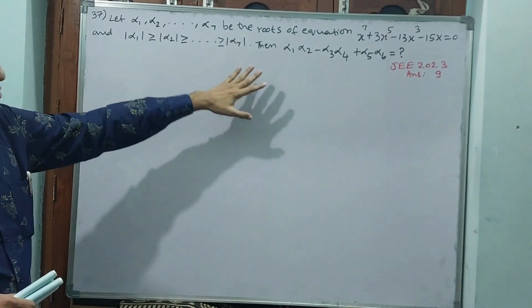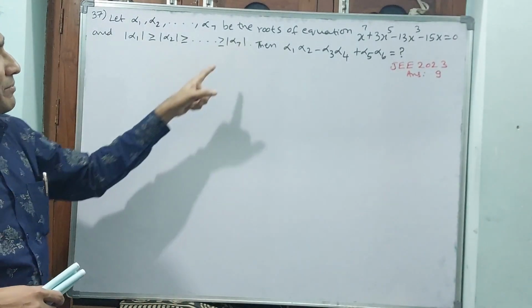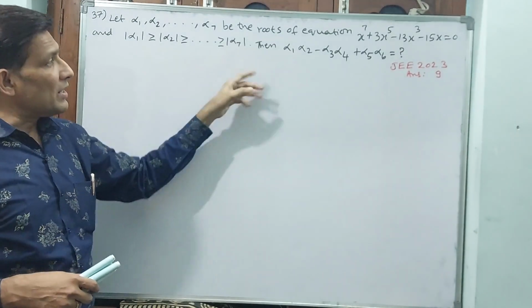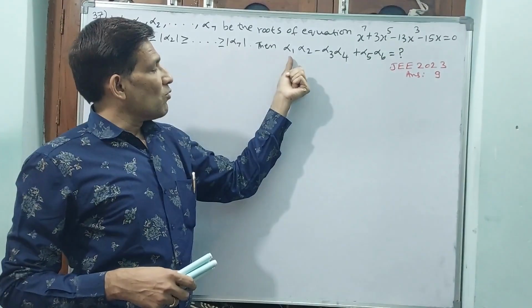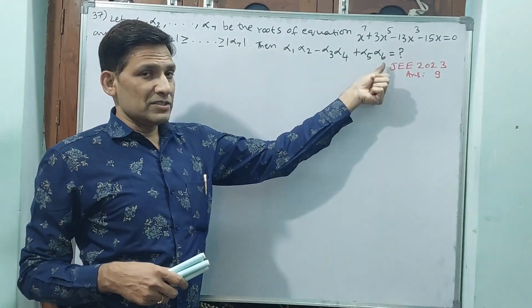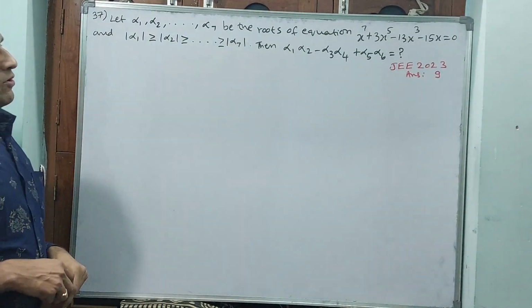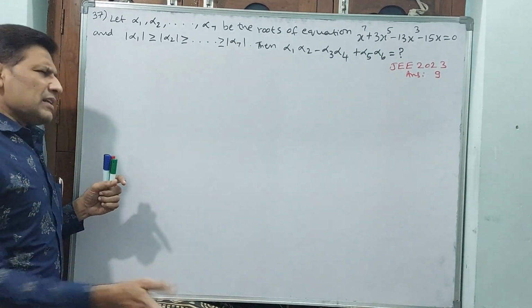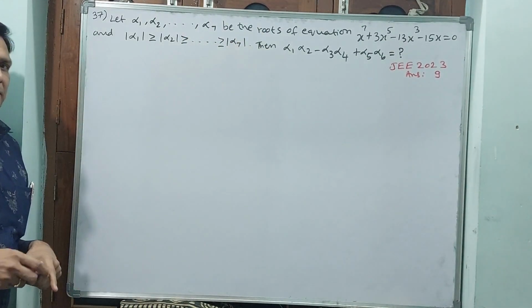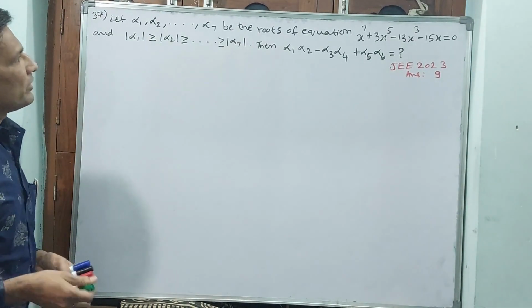What they are asking, see, you have to find all alpha 1 to alpha 7. Then only you may know which is alpha 6. Why? Because in this question, alpha 1, alpha 2 minus alpha 3, alpha 4 plus alpha 5, alpha 6, you have to calculate it. Unless you know alpha 7, or else you find alpha 1 to alpha 6, that is enough. But let us see how we are going to find that. Okay, let us proceed.